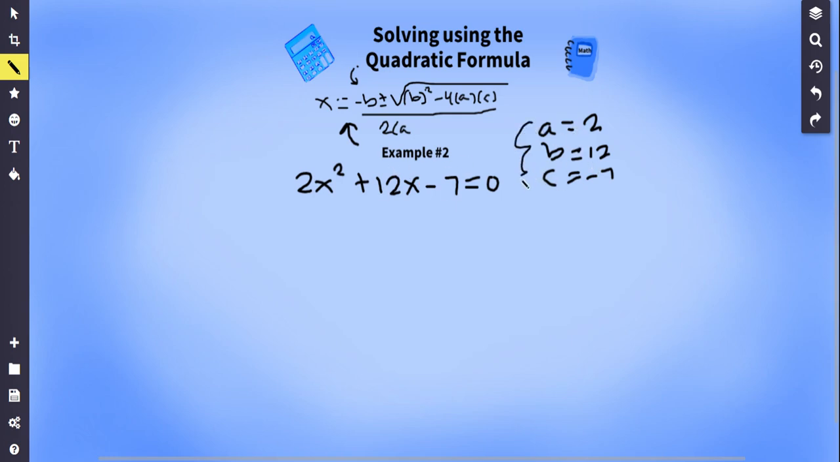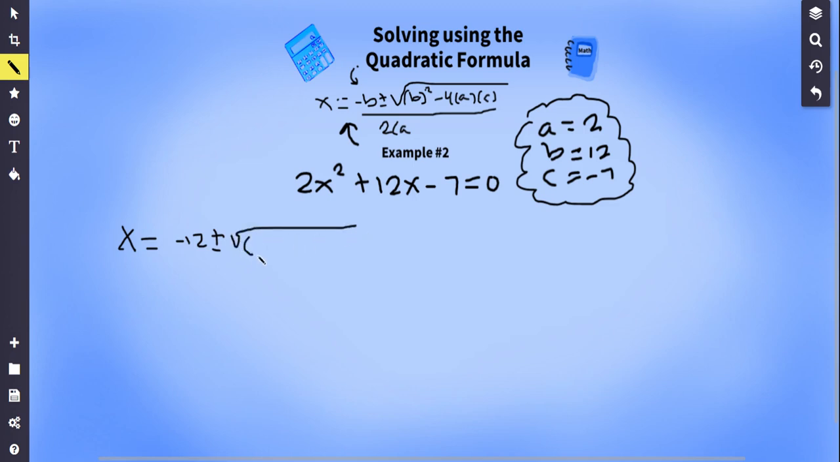Here's just another quick reminder of what the letters and numbers represent. We're going to solve using the quadratic formula. So x equals negative b, which is 12, so negative 12, plus or minus the square root of b squared minus 4, where a is 2 and c is negative 7, and this is all going to be over 2a, and a is equal to 2.